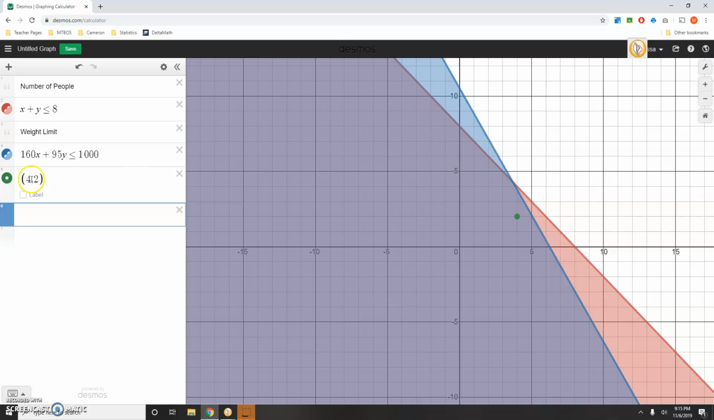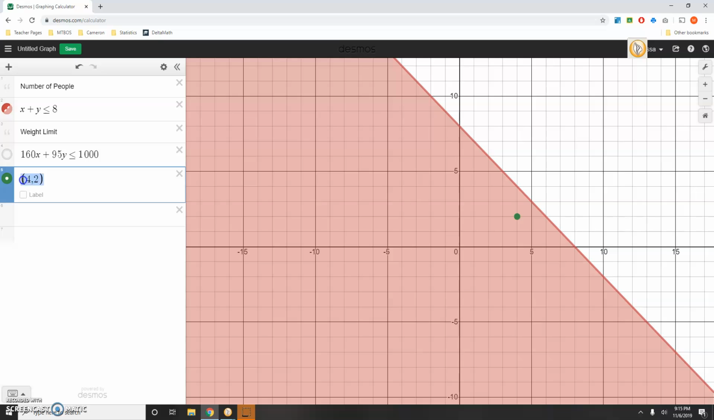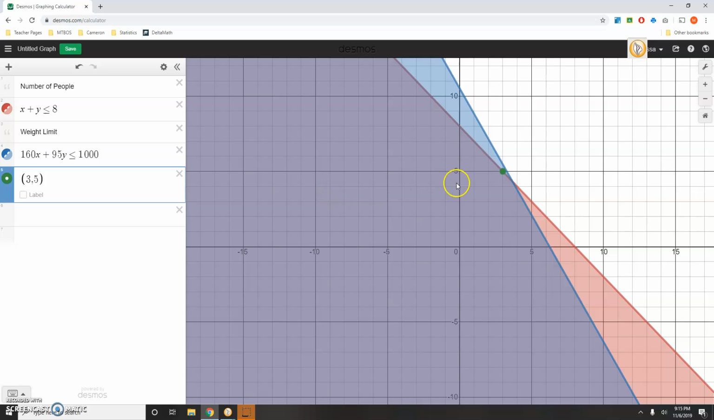All right, group B, let's go ahead and fix this up. Group B is 3 adults and 5 children. We're kind of pushing it here. It is right on the bubble. We got 8 people. Let's check our weight limit. And sure enough, it is right inside of our weight limit. So group B could also go.